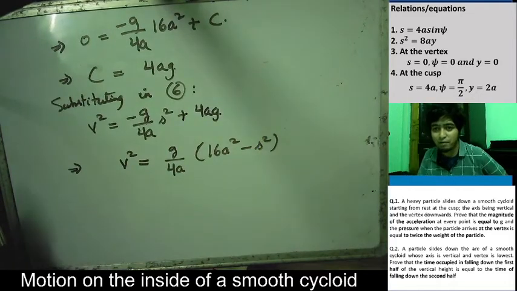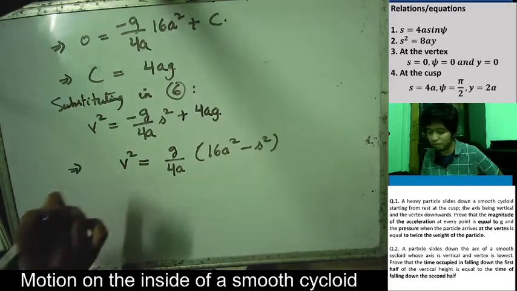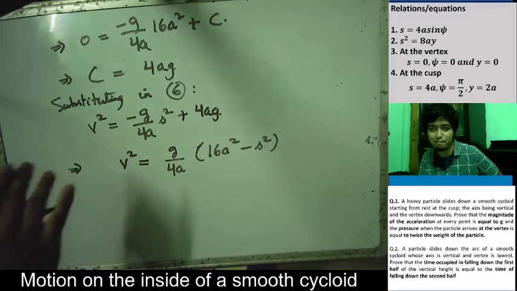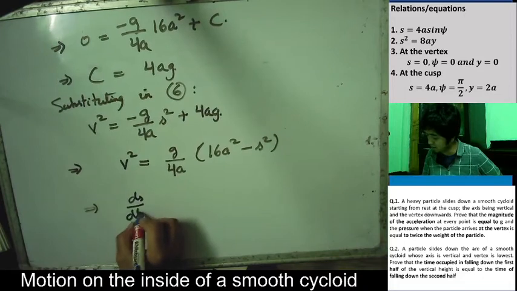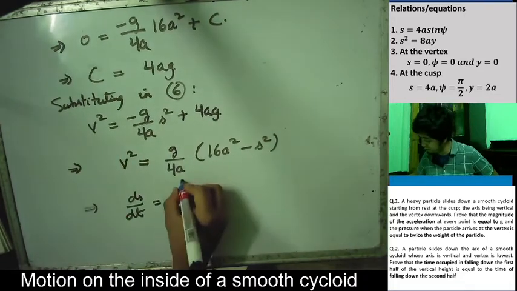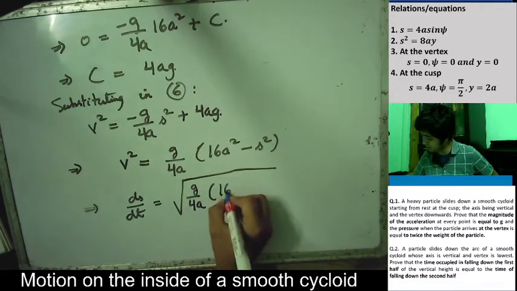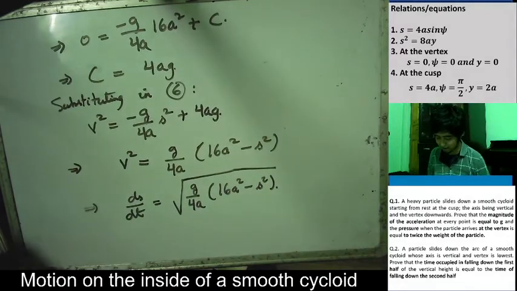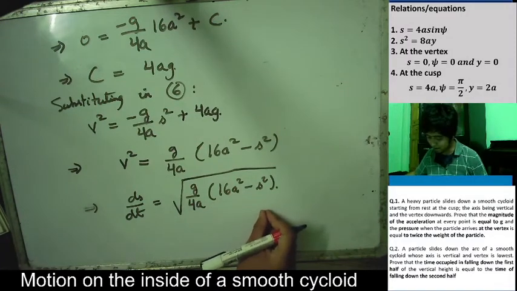But if you remember the last exercise, question 1, we converted this into psi. That is not what we will do here. This question is a bit different because it involves time. If it involves time, you change the velocity into ds/dt. So ds/dt will be the square root, taking only the positive square root, of 16a square minus s square. So this is what we are getting.